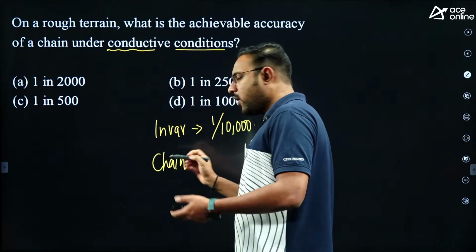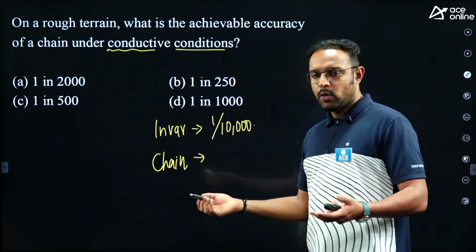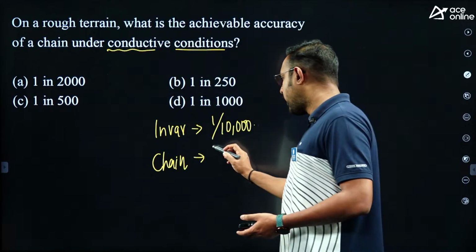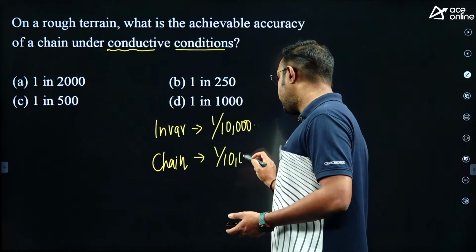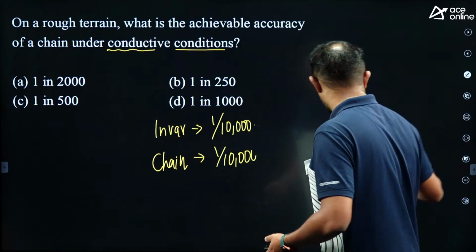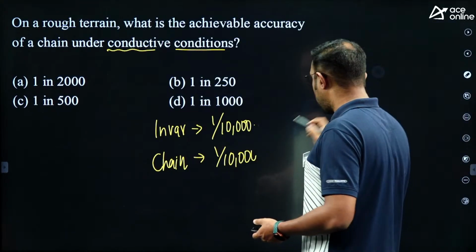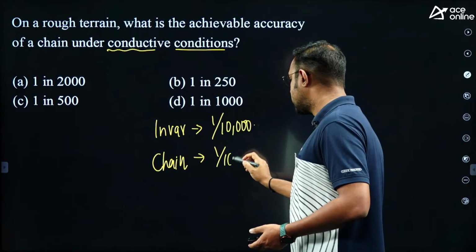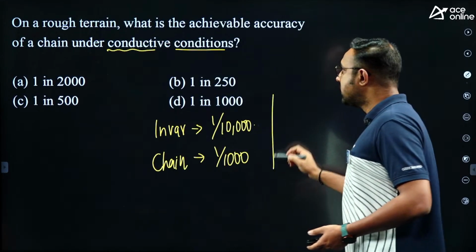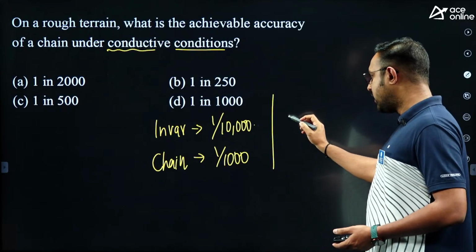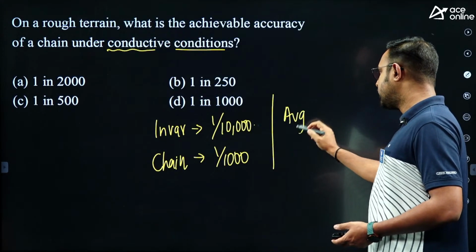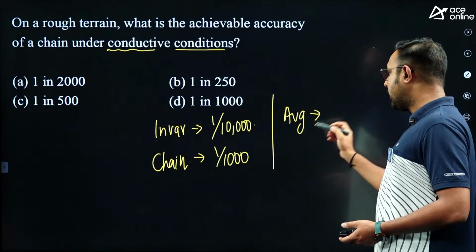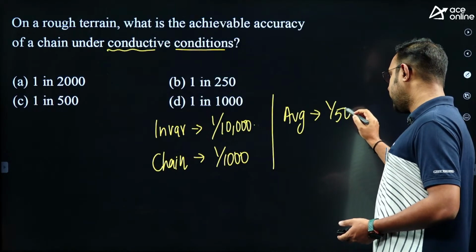and if you are not applying temperature correction or pull correction and all, then the degree of accuracy that you can get is only up to 1 in, right? Sorry, 1,000, not 10,000. You can only get this up to 1 in 1,000. Okay, like this. Now if the conditions are average, under average conditions, the degree of accuracy that you will get is roughly close to 1 in 500.